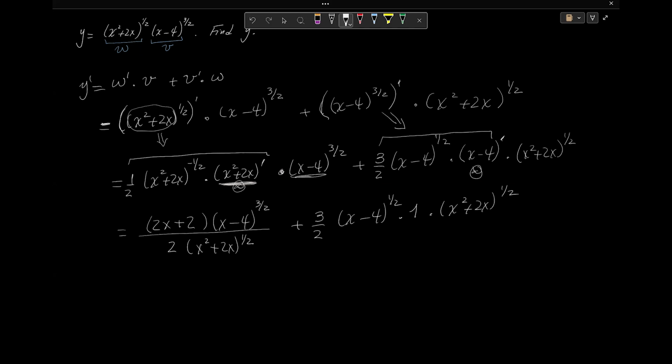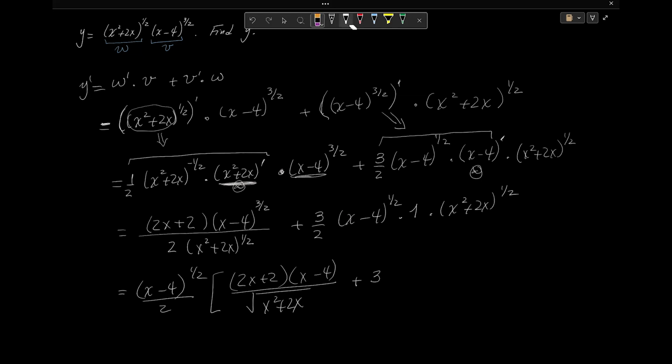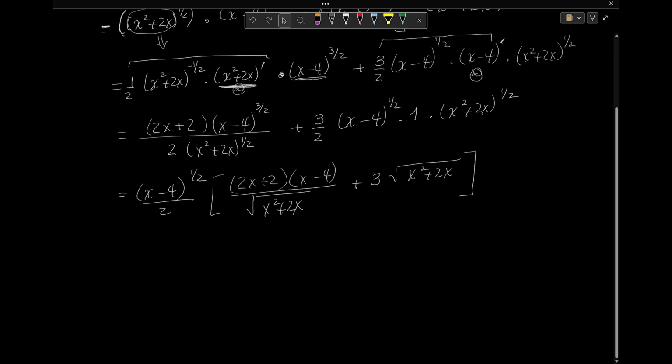Okay. So we can leave it like this. Obviously, remove this 1 from here because 1 times all of these will just disappear. Or we can factor out x minus 4 to the 1/2, and the 2 from the denominator. So maybe something like this. Here I have 2x plus 2 times x minus 4. When I take out x minus 4 to the 1/2 from this, I get x minus 4 over the square root of x squared plus 2x, plus 3 times the square root of x squared plus 2x. All right. And we can get a common denominator here.